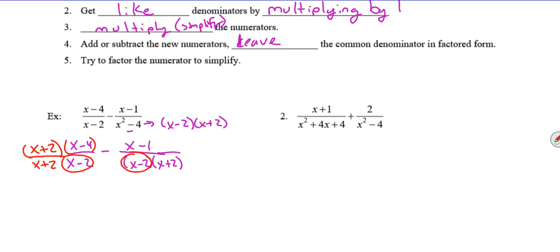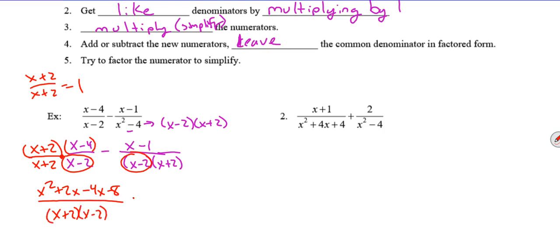x plus 2 over x plus 2 equals 1. So I'm multiplying by 1. I'm not changing the value. So we actually have to FOIL the numerators. So x squared plus 2x minus 4x minus 8, all over x plus 2, x minus 2, subtracted by x minus 1 all over x minus 2, x plus 2.